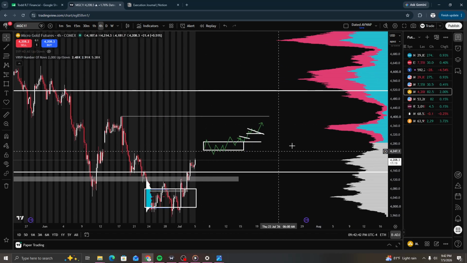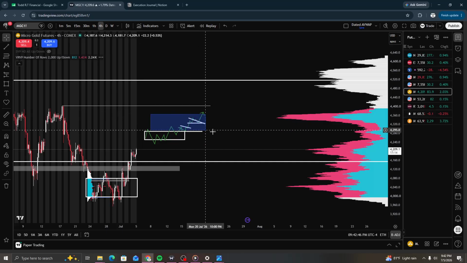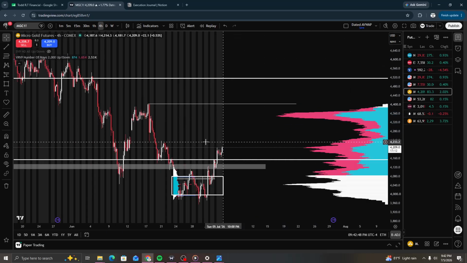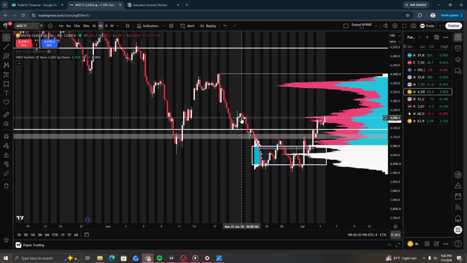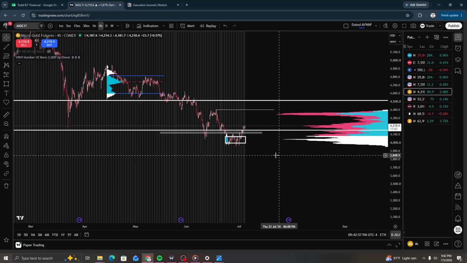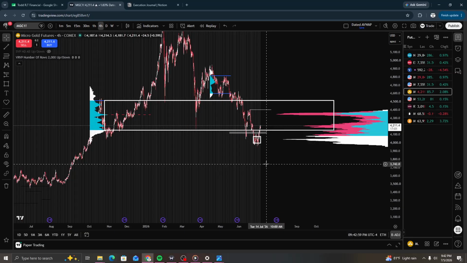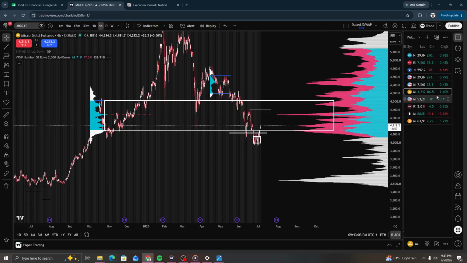Okay, so control doesn't work. Okay, nice. Right, gold looks good. I don't really see any ranges in here that we could play for now. We're just going to be looking for ranges to develop to go higher for gold.